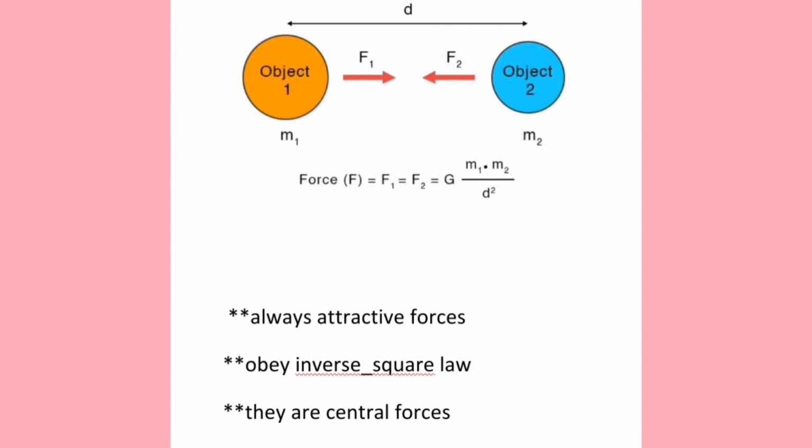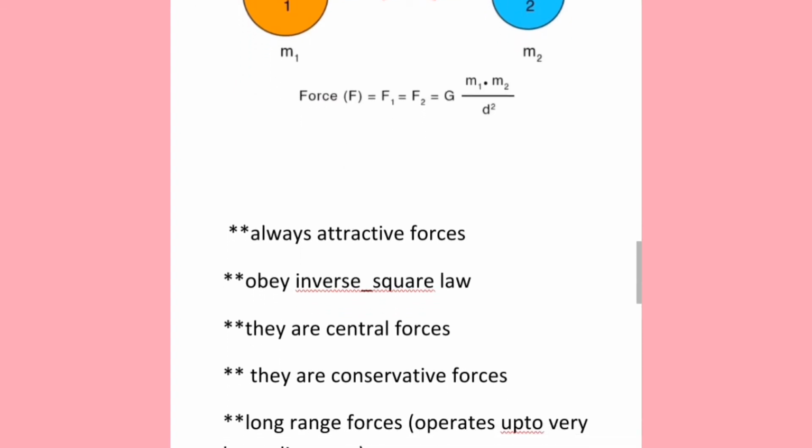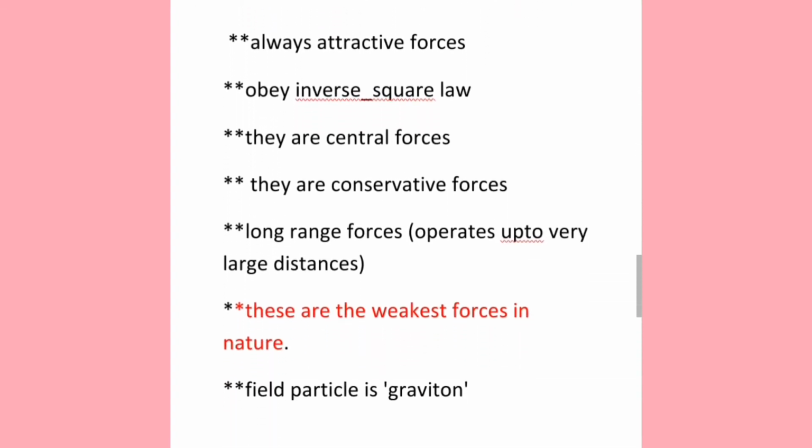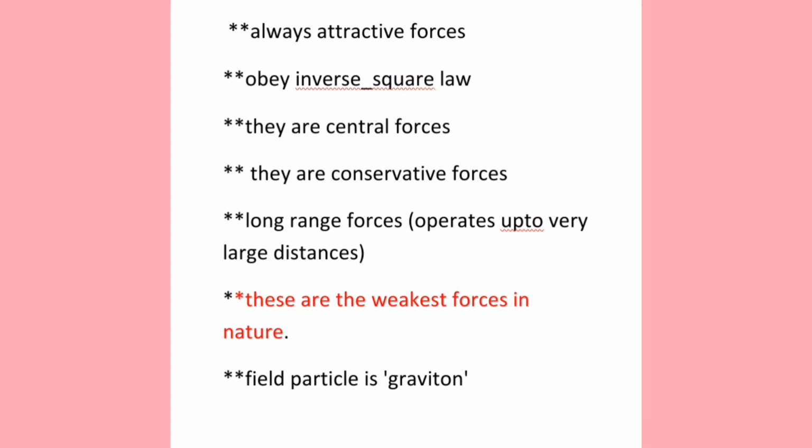This is the expression for the gravitational force between any two objects of mass m1 and m2, where the distance between them is d. Okay, and as we move further to look into the properties of gravitational forces, very important points: gravitational forces are always attractive forces.